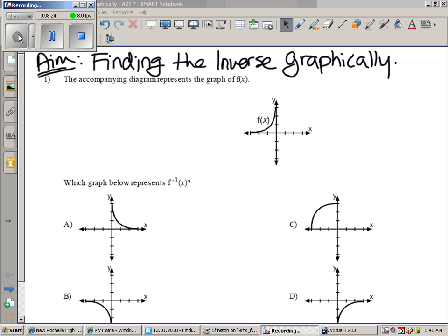All right, you ready? Second part of the lesson. Super, super, super easy idea. Maybe it's like a 4 level of hardness. How do you find the inverse graphically?